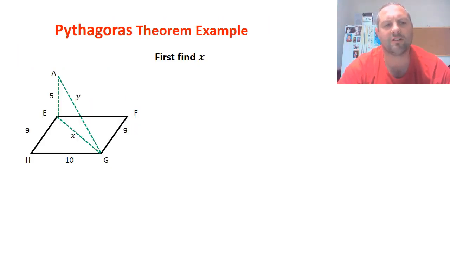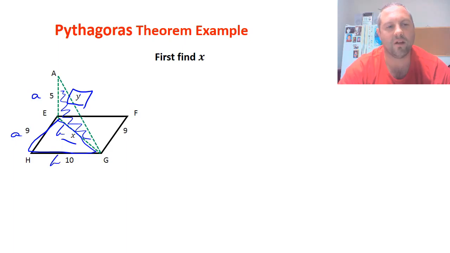Now that you've identified that our hypotenuse is Y, we need to actually find Y. But we don't have our B. We've got our A, but we still need to find our B in order to find Y. So what are we going to do? We're going to look at this triangle here. So we're scrapping that one for now. We're going to use our 9 as an A and 10 as a B, and we're going to substitute that into our equation.